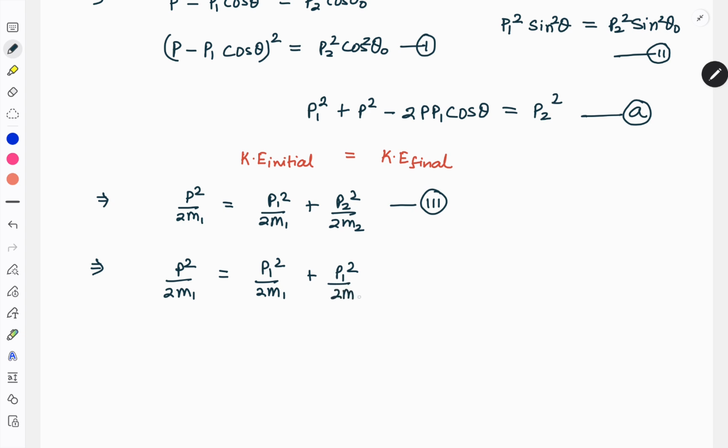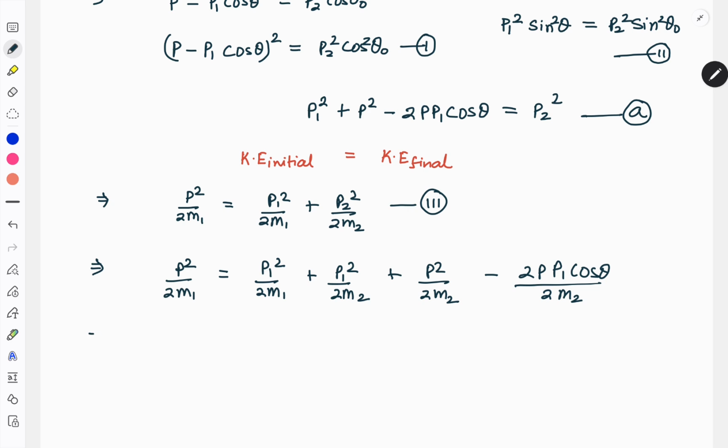Over here I have introduced this quantity like this, plus p square by 2 m2 minus twice of p p1 cos theta by 2 m2. Technically we have written this equation by substituting p2 square from here. So if we substitute p2 square as p1 square plus p square minus 2 p p1 cos theta, and then we have 2 m2 in the base, we get something like this. This entire term is because of the replacement of p2 square from equation A, which we obtained earlier.